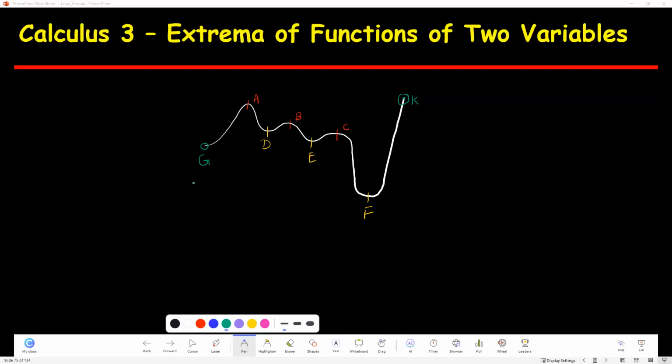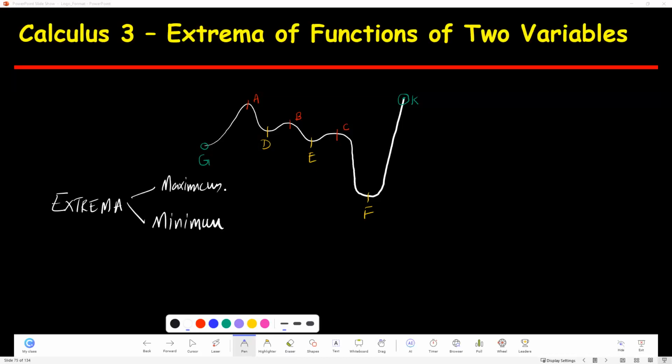We have two kinds of extreme values, and those are extrema. Extreme value means extrema. Extrema means it could be a minimum, it could be a maximum.